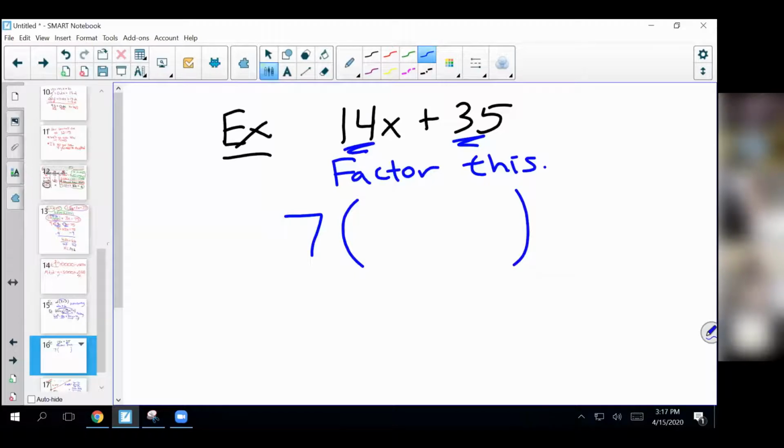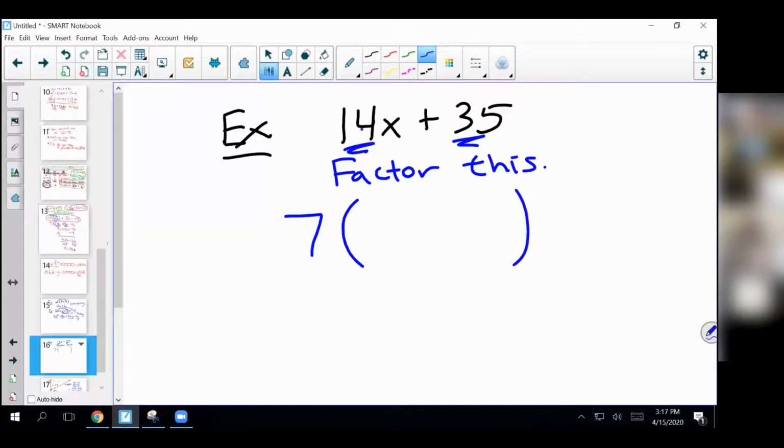And factoring is kind of like division. I'm going to take the 14, divide by 7, and get 2. And the x just comes along. And 35 divided by 7 is 5. So there we go. We factored this by pulling out the 7, basically. So that's the type of factoring that is the nicest thing to do. Let me just do another example of that.